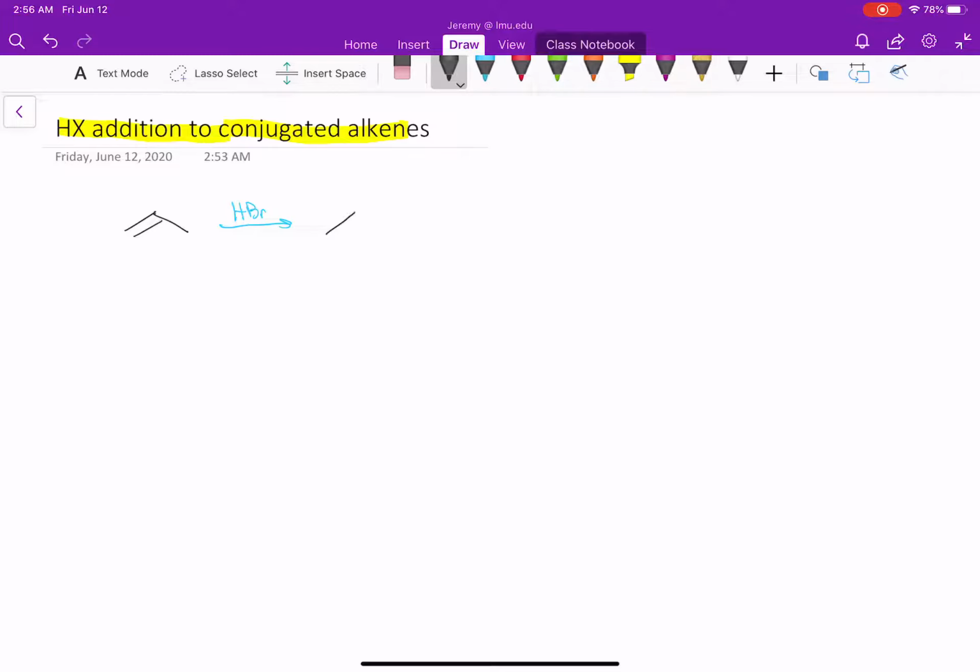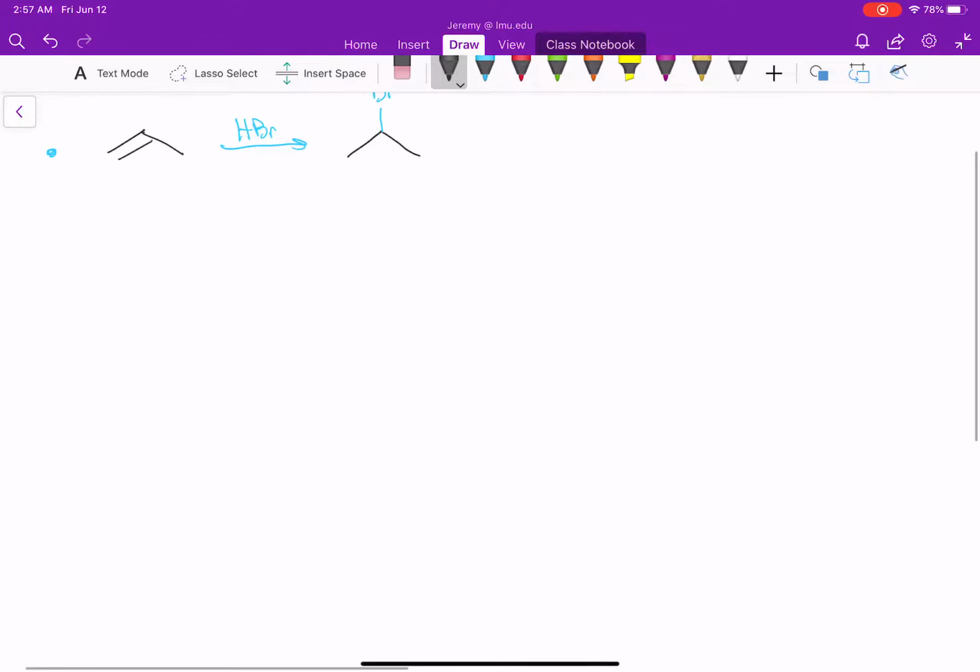We're going to protonate the alkene, form a carbocation, and the bromine will add to the more stable carbocation and will follow Markovnikov's rule. So we're really building on this reaction here, but now we're going to talk about a conjugated system. We'll talk about our simplest conjugated system. We'll use 1,3-butadiene, and we're going to now treat this with HBr, okay?